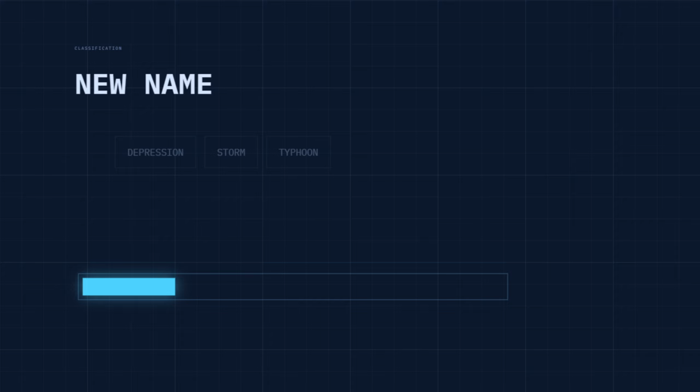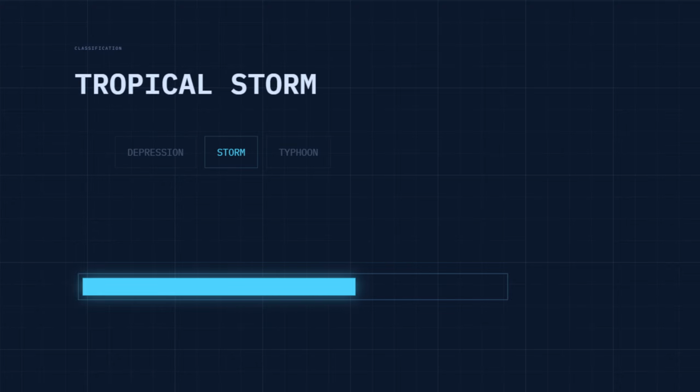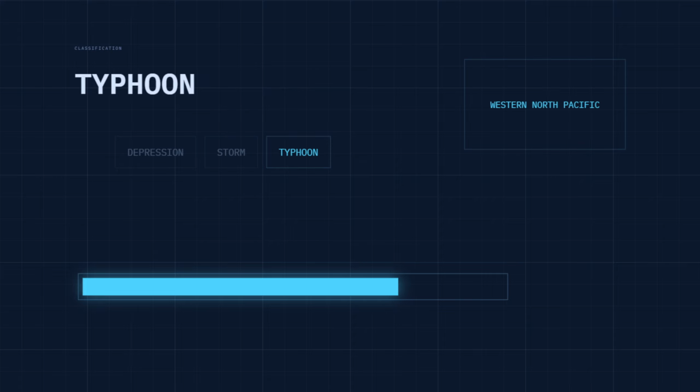At some point, meteorologists give it a new name. It can start as a tropical depression, then become a tropical storm. In the western North Pacific, if it keeps strengthening, we call it a typhoon.